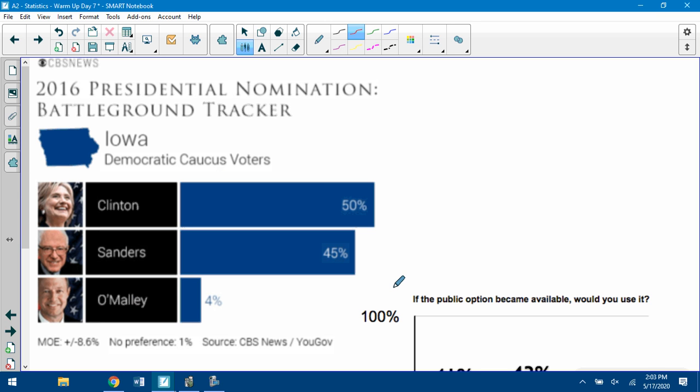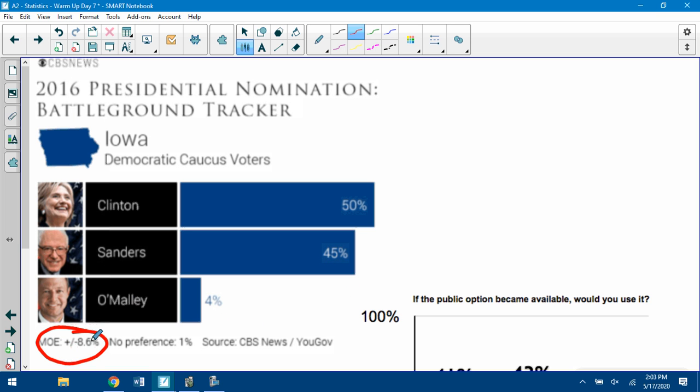But look down here. MOE plus or minus 8.6%. That's a huge margin of error. If these could all be fluctuating by 8.6%, let's say Bernie Sanders got 8.6 more and Clinton got 8.6 less, what would happen? Well, all of a sudden Sanders would be winning.